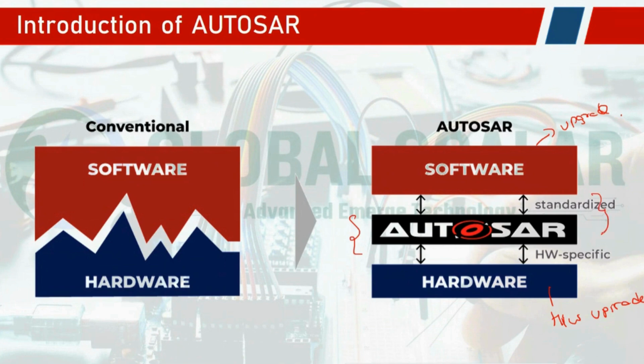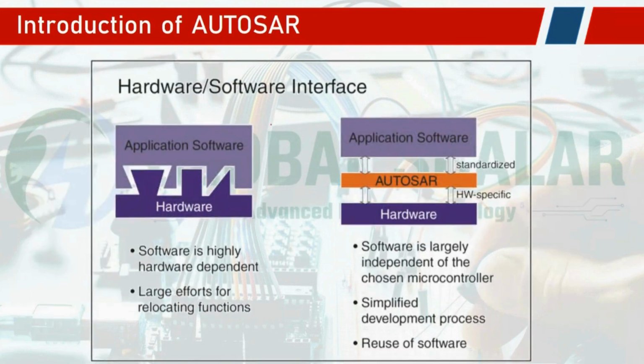It is a framework established between the hardware and software. The framework makes configuring much easier in the real-time environment. The main difference is that here the application software and the hardware are independent, independent towards the Autosar architecture framework. Otherwise it is a larger effort for relocating the functionality. It is a simple process where reusing the software is very easy, and the software can be developed very easily for specific functions in it.